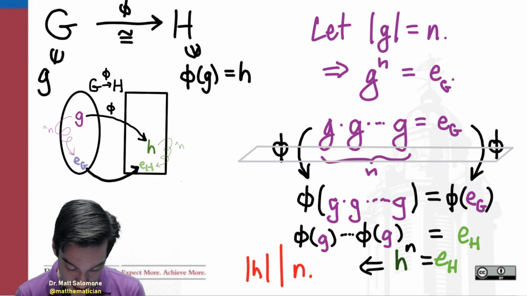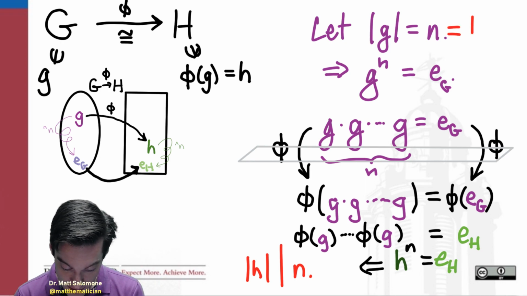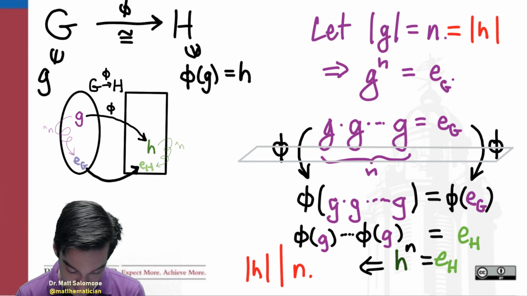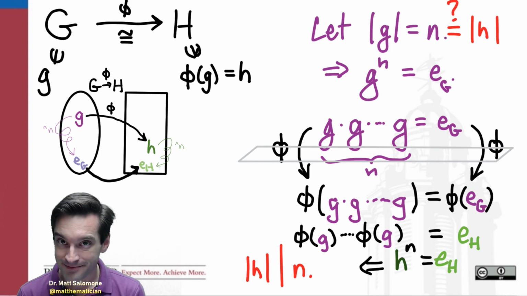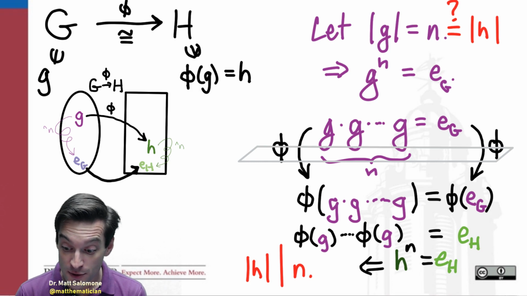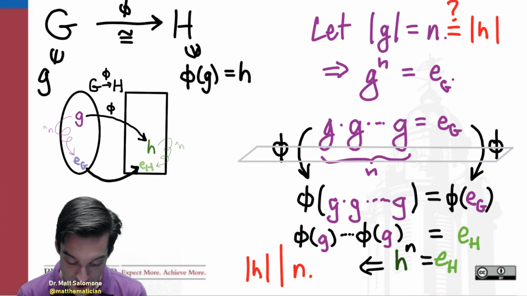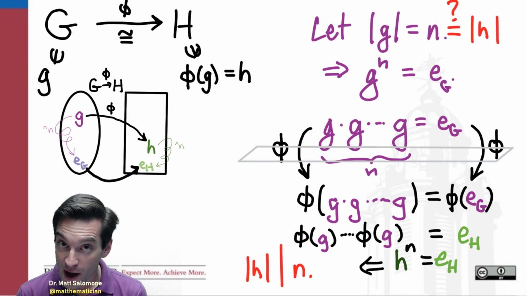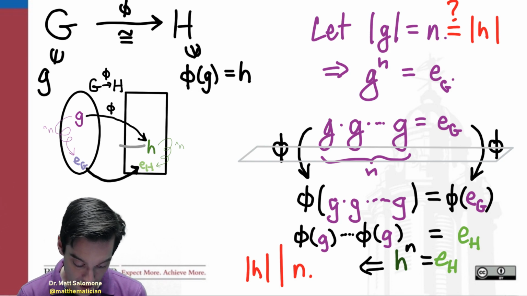But that wasn't supposed to be enough for us, right? We need to show that it's not just a divisor of n. We need to show that it's equal. So how are we going to do that? The one thing we haven't done yet in this proof is we haven't fully used the fact that phi is an isomorphism. We've used the homomorphism property up until this point, but we have not used the one-to-one and onto component of this function. Right? We haven't fully realized the fact that phi is an isomorphism. And so to do that, here's the sleight of hand. Every isomorphism has an inverse function which is also an isomorphism.